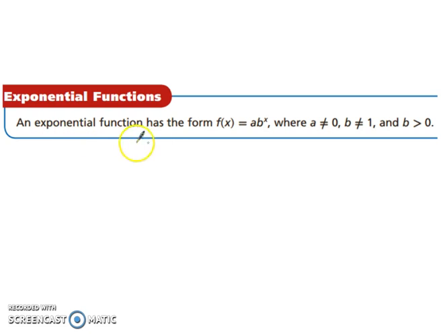So an exponential function has the form f of x equals a times b to the x, where a is not equal to 0, b is not equal to 1, and b must be greater than 0. So, most important piece, our exponential function: f of x equals a times b to the x. Notice how your variable now is your exponent.